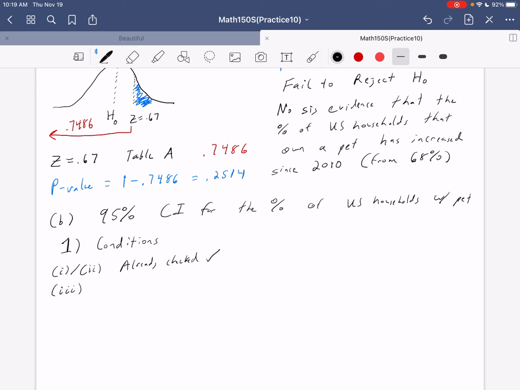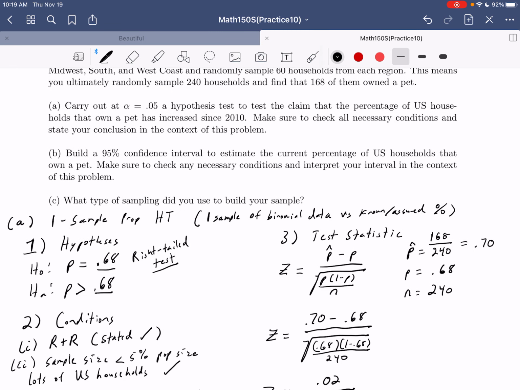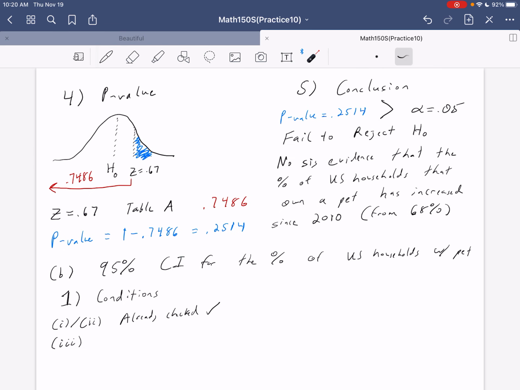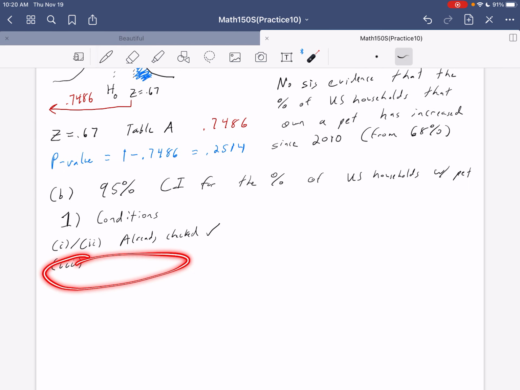Why is condition 3 for the confidence interval different? Well, remember that condition 3 back here was based on checking np0(1 minus p0), which meant that it referenced the null hypothesis. But obviously, when we're doing a confidence interval, there isn't a null hypothesis. So it doesn't make sense to use the same condition. Instead, remember that for condition 3, for a one sample proportion confidence interval, we need to confirm that there are at least 10 successes and 10 failures.